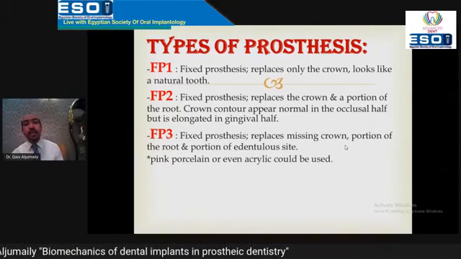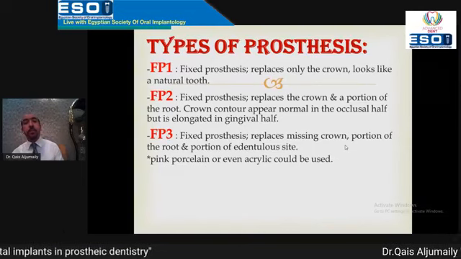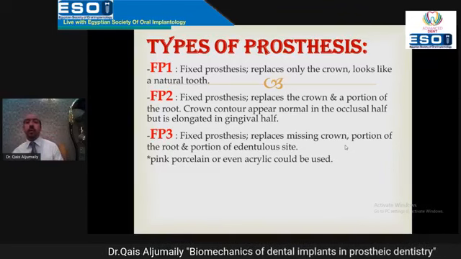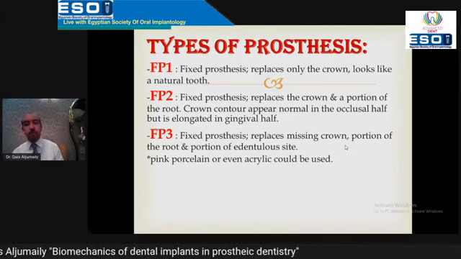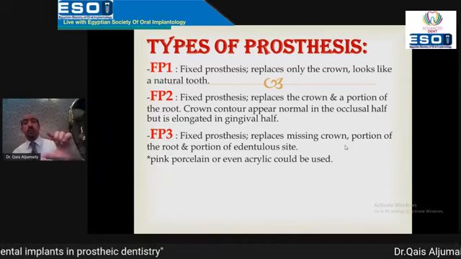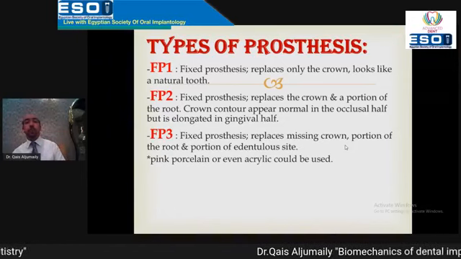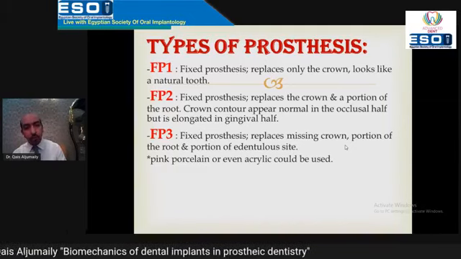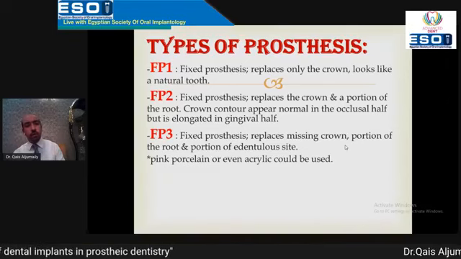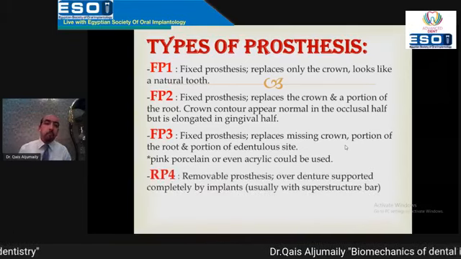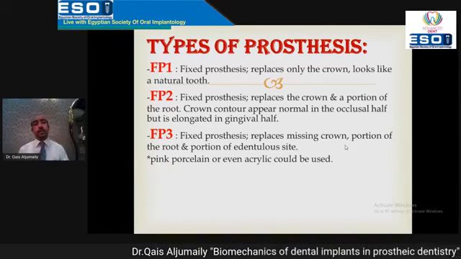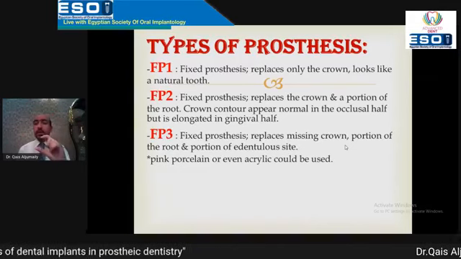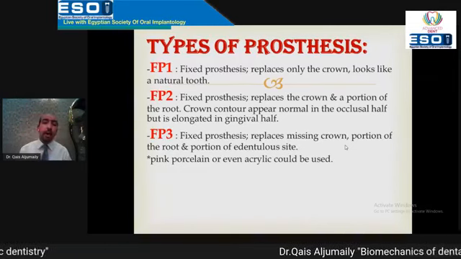Number 3, FP3, which is a fixed prosthesis, replaces the missing crown, part of the root, and part of the edentulous side. For example, if we have severe resorption and the interridge space is too much, here we have to replace the missing tooth, missing part of the root, and part of the residual ridge. And mostly here in type 3, they use a pink ceramic to replace the vertical missing of the height of the residual ridge.